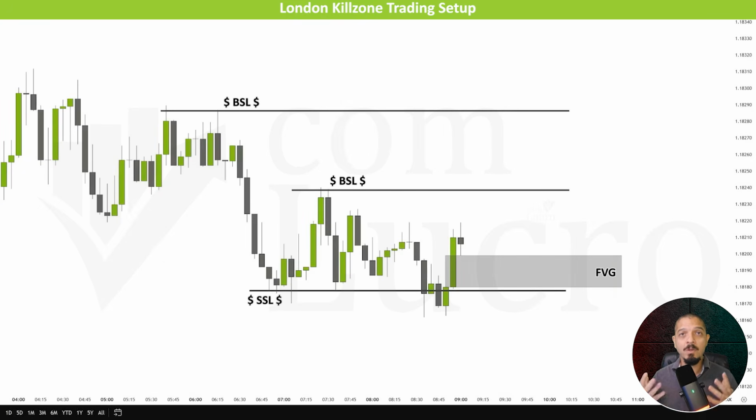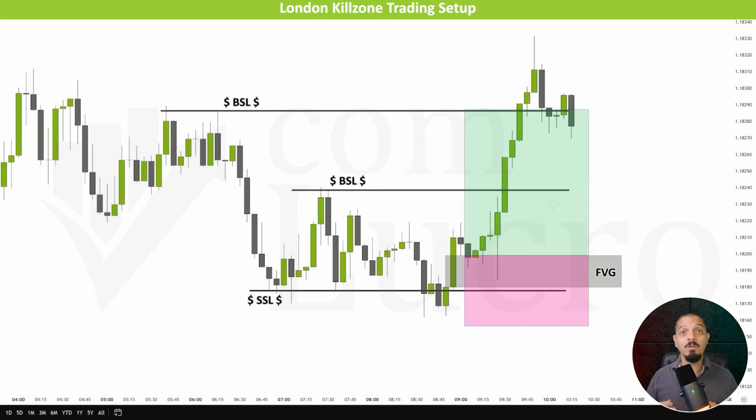From there, we wait for a bullish fair value gap to form and place a buy limit at the beginning of that zone. For targets, you can choose a fixed reward such as 1 to 2 or 1 to 3, or aim for the next significant liquidity level ahead of price.